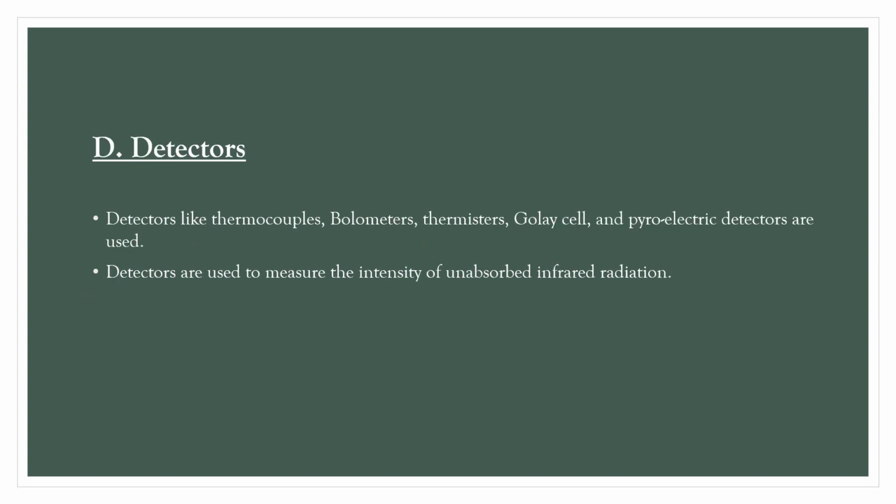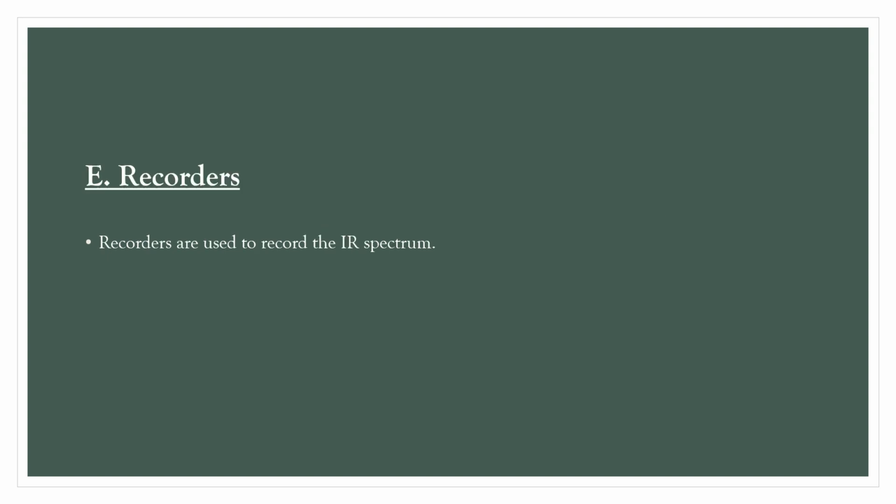Detectors. Detectors like thermocouples, bolometers, thermistors, Golay cell, and pyroelectric detectors are used. Detectors are used to measure the intensity of unabsorbed infrared radiation. Recorders. Recorders are used to record the infrared spectrum.